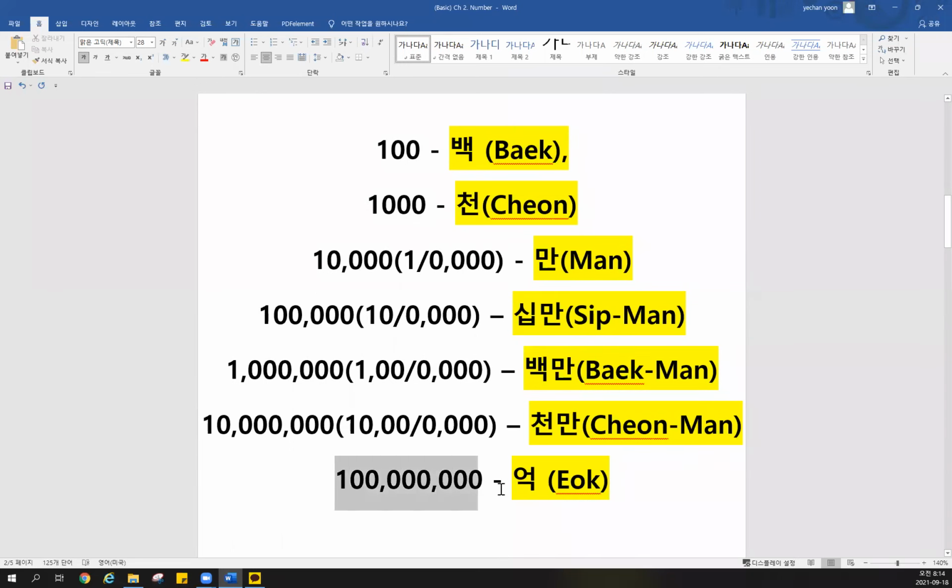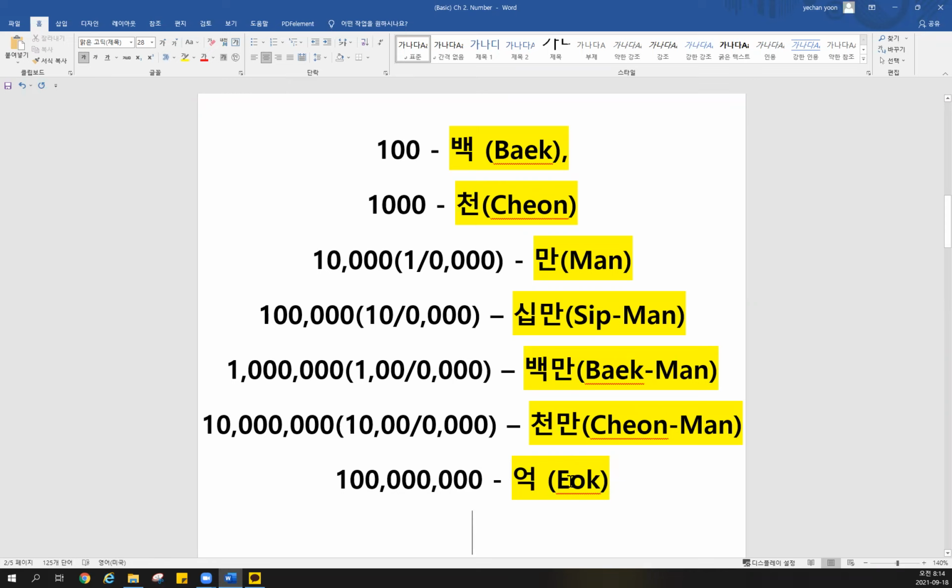How about 100 million? Look at that. There are eight zeros. So we don't say 만만. Okay. So for the double four zeros, we can just say 억. Okay. So it's gonna be like how many? Like 8 zeros is gonna be 억.